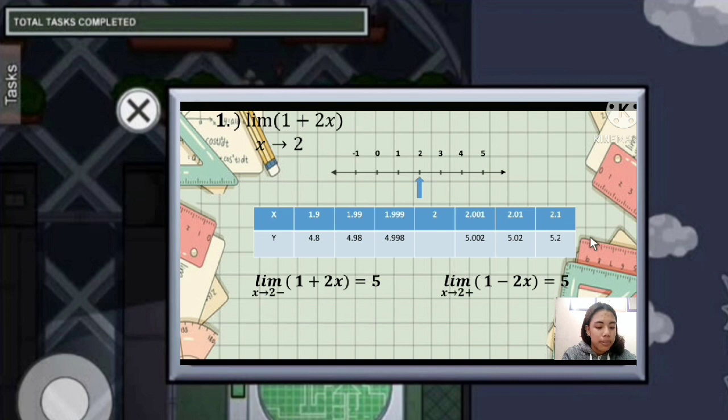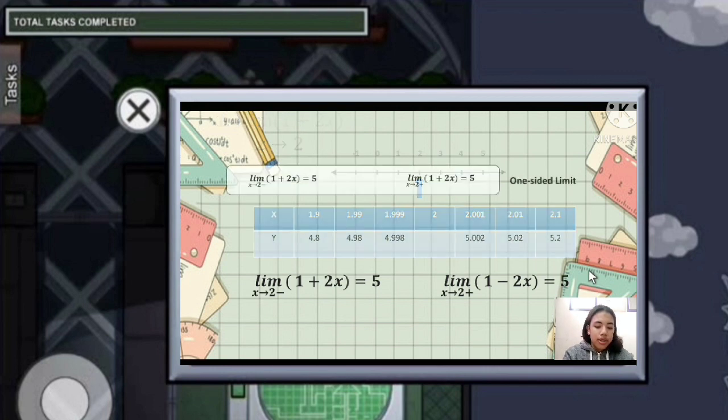And on the right, 2.1, 2.01, 2.001. Substitute to our function. Our answers are 5.2, 5.02, 5.002. And from the right it is also approaching 5. So the answer of the limit of 1 plus 2x as x approaches 2 from the left and from the right is 5.